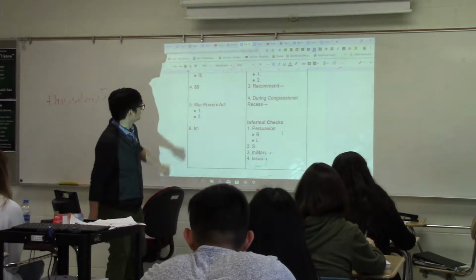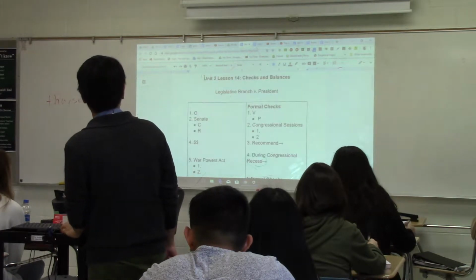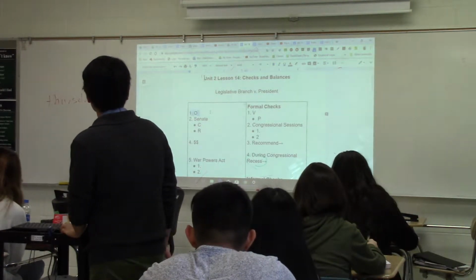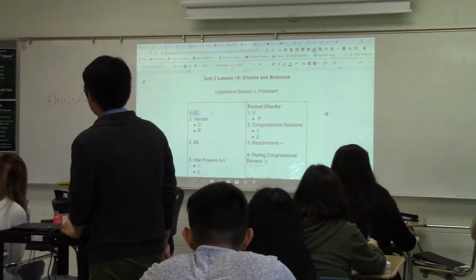Let's go to this side. Congressional checks on the President of the United States. What does the O stand for? What can they do to a veto? Override. What does it take to override? Two-thirds of both houses. Two-thirds of both houses.